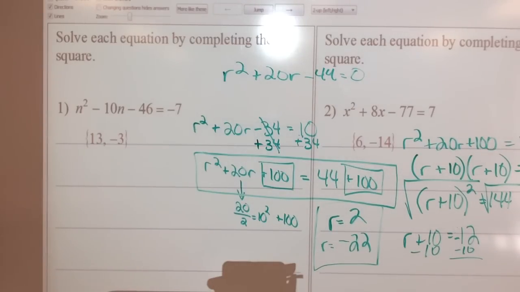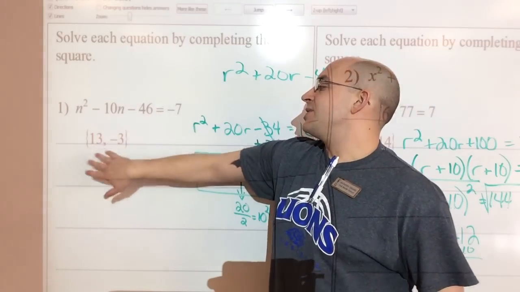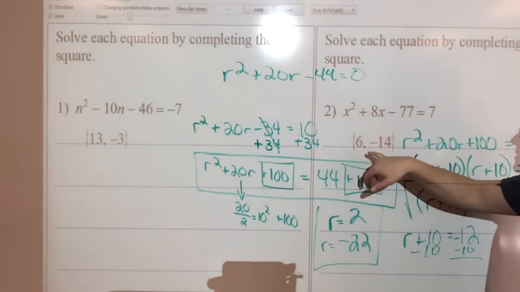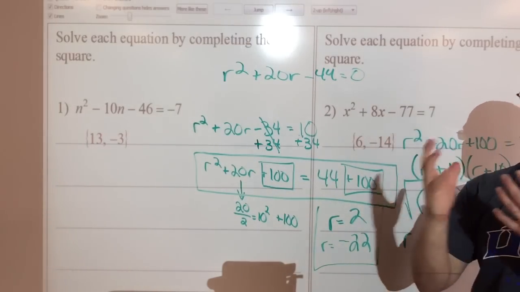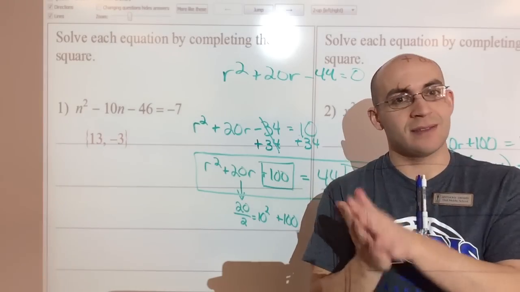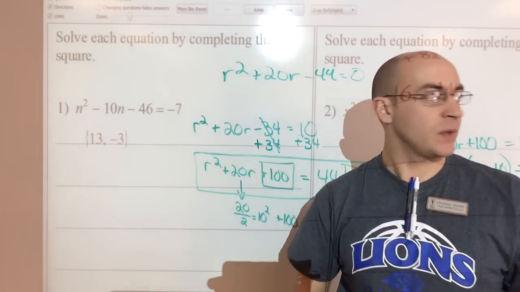Okay. So nice, easy numbers. You shouldn't have had too bad of a time with that. Number 1, n is 13 and negative 3, and for number 2, x is 6 and negative 14. Okay. So use other methods. If you're not great with this, use another method that you're better at, and then it'll work out nicely for you.